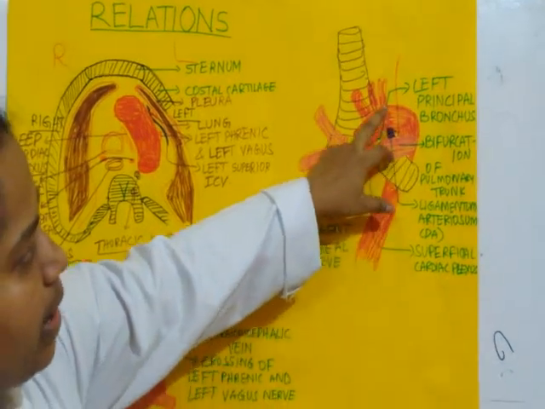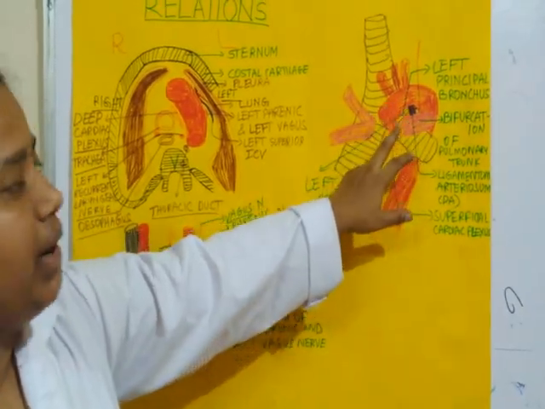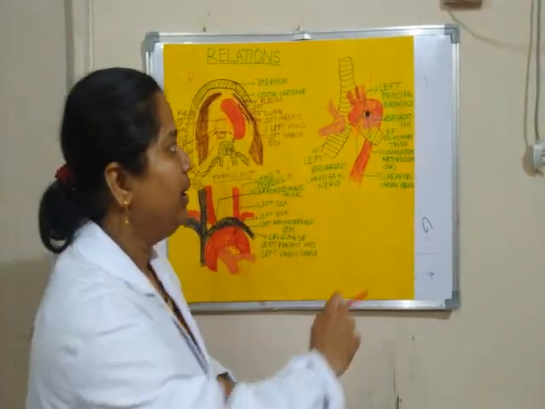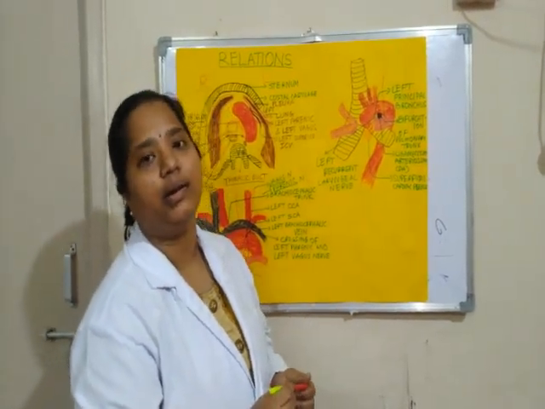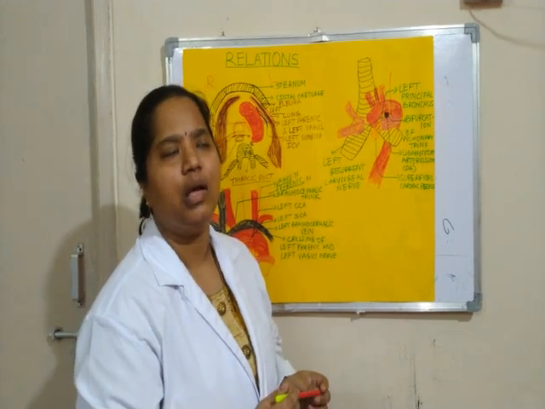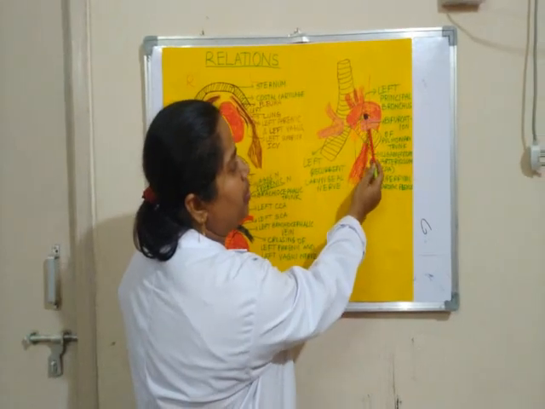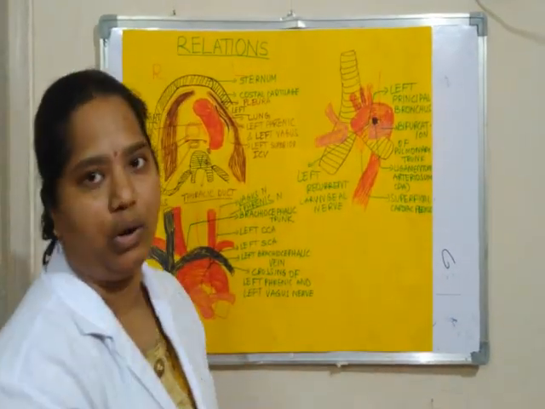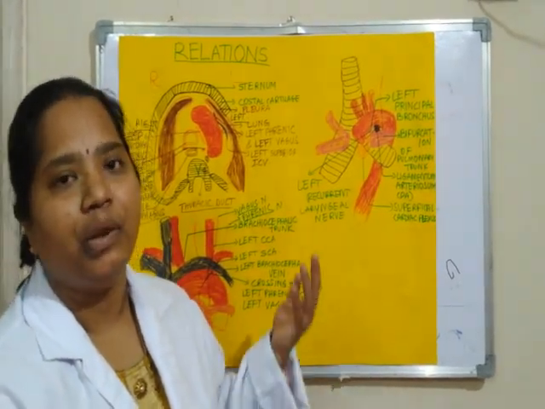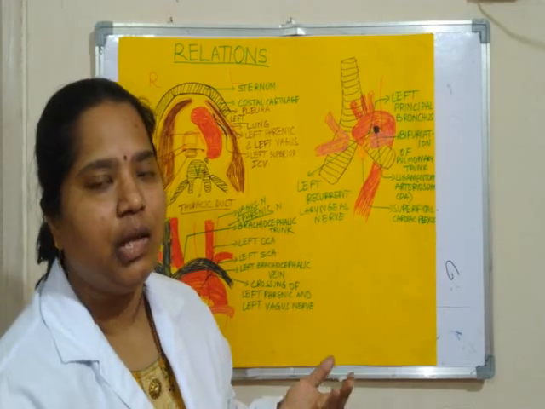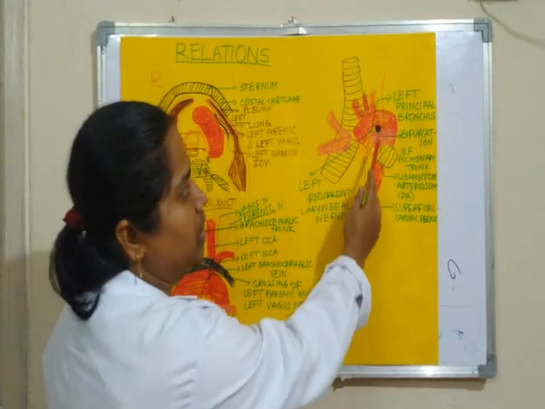So just between the arch of aorta and left pulmonary artery, we are seeing some blue color structure. This is nothing but actually the ligamentum arteriosum. Ligamentum arteriosum is a remnant of ductus arteriosus. So what is ductus arteriosus? Ductus arteriosus is the connection or communication between left pulmonary artery and the arch of aorta. So this is present before birth. So after birth, due to some chemical and anatomical changes, this gets obliterated and it remains as ligamentum arteriosum. So this is the third structure.